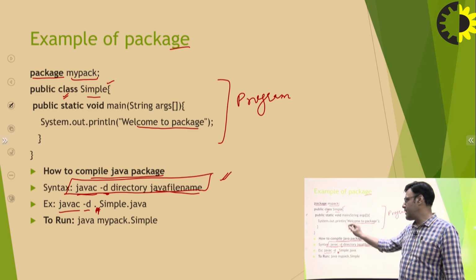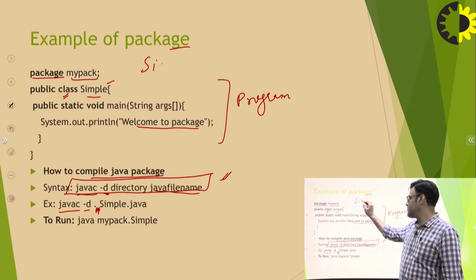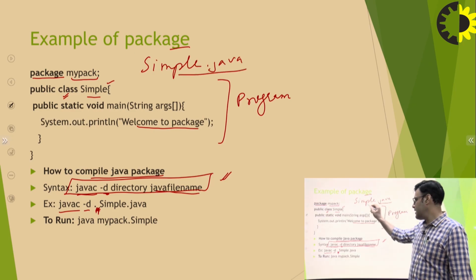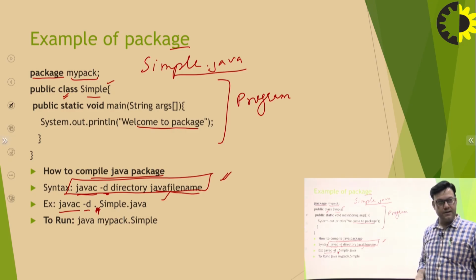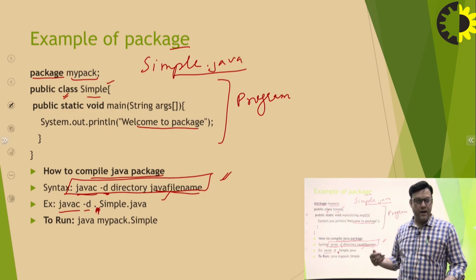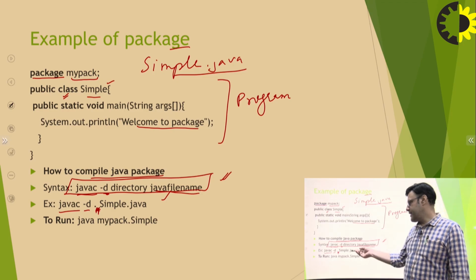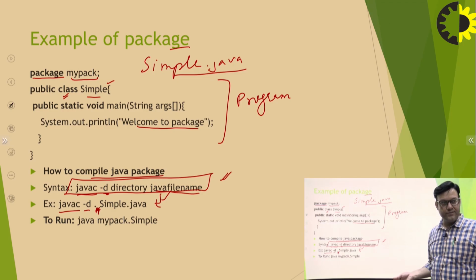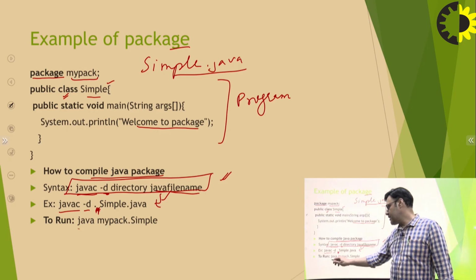What is the name of this file? I have saved this file as simple.java. This is the name of my file. Then how am I going to run it? Next, I will press enter here, so it will compile without error. Then I will run it with Java.